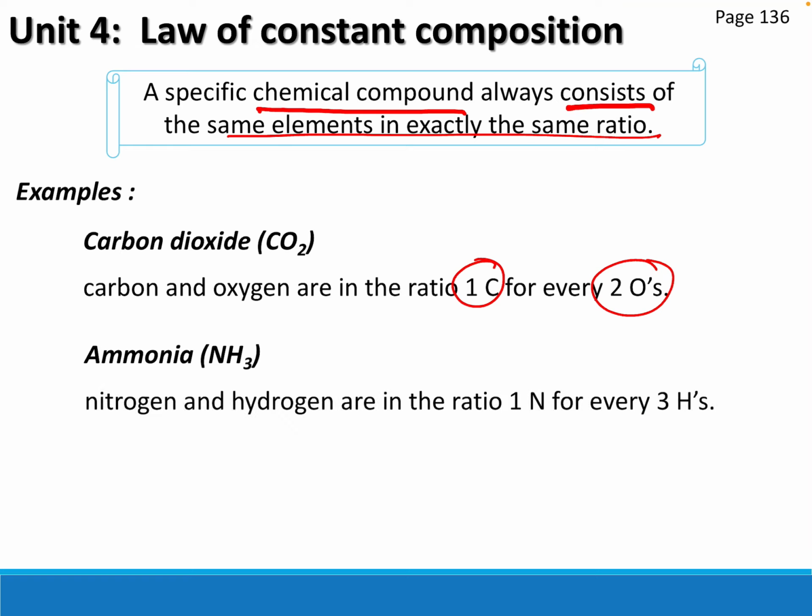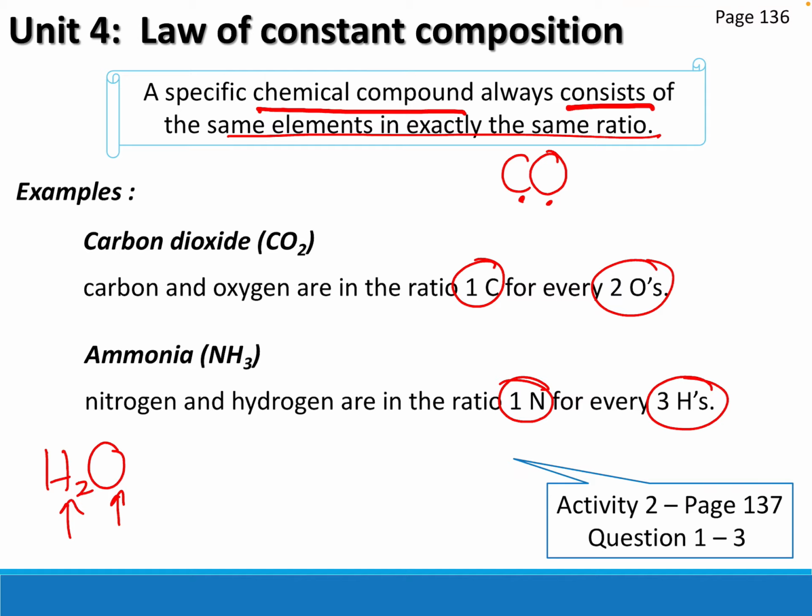Ammonia is always 1 nitrogen with 3 hydrogens. Carbon monoxide, 1, 1. Water, H2O, 2 hydrogens, 1 oxygen. It's the way we write formulae. It's not an option. So, practice writing formulae, activity 2, page 137.